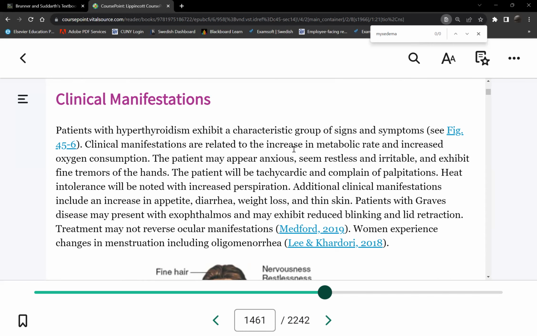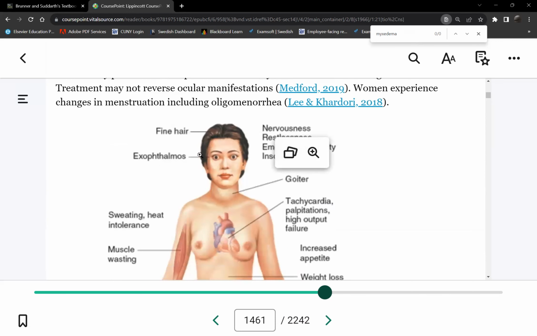Hair will also be thinning. So we had coarse, brittle hair earlier, right? So this time the patient will have fine hair because there's increased metabolic rate. So as I mentioned, nervous, restless, they'll have emotional instability. They'll be very manic most of the time, but then when they run out of energy, then they'll go depressive.